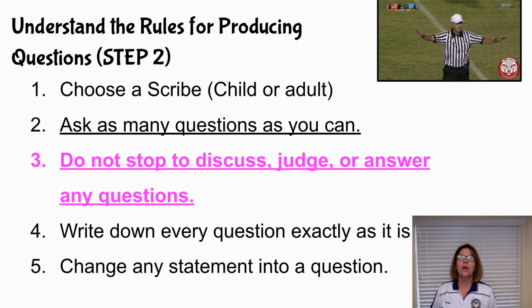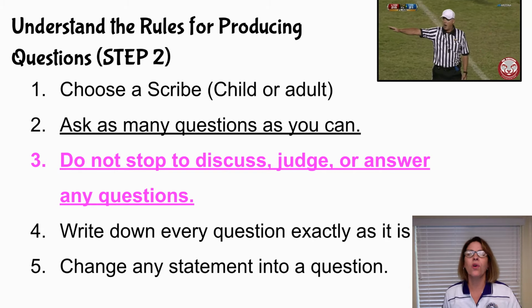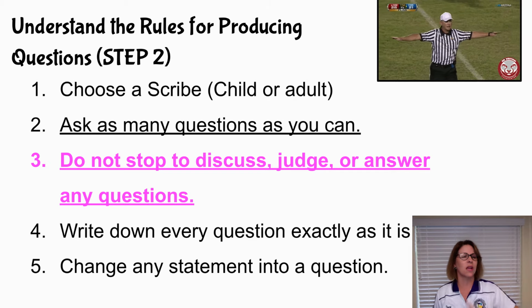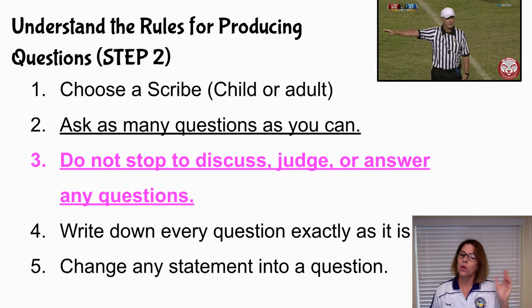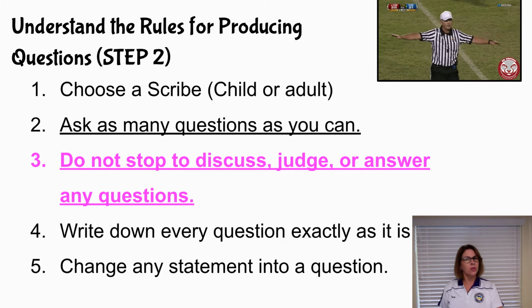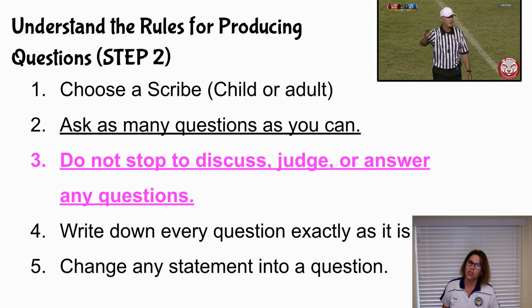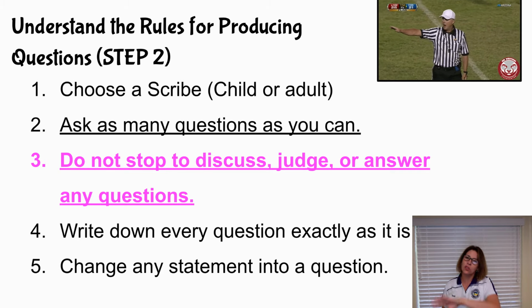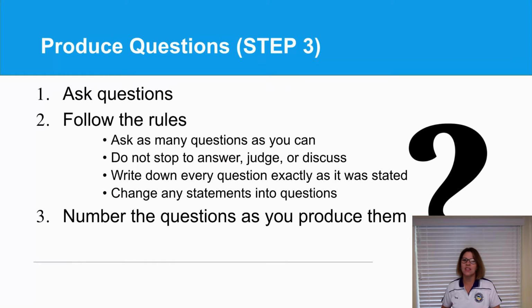So step 2, you have to produce the questions. But before you do that, you need to make sure that the young person and ourselves understand the rules. Here's the rules. We need to write them down. We need to ask as many as we can. Adults, don't stop and answer the question or judge them. If your child or a student actually says a statement, just turn that into a question and write it down and move on.